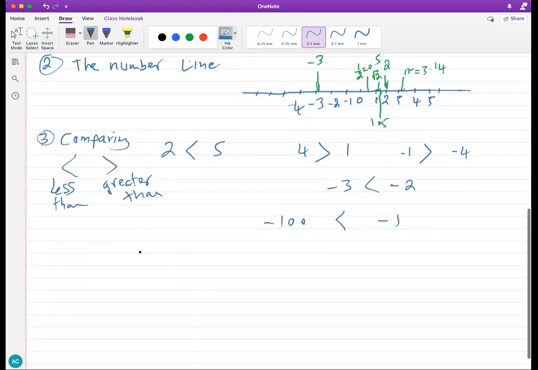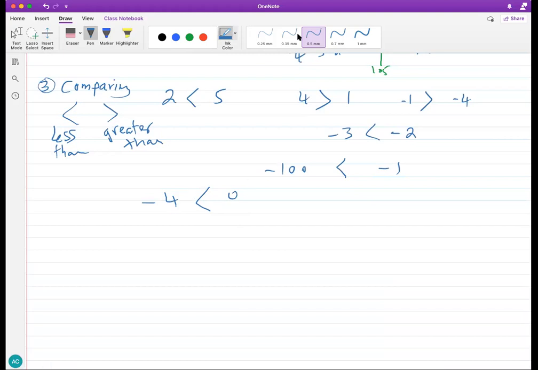What about -4 compared to 0? 0 is here. What is the comparison? -4 is less than 0. That's right. So 0 is actually better than all these numbers. In other words, 0 is greater than any negative number because 0 is on the right of all of them. So that's the comparison there.